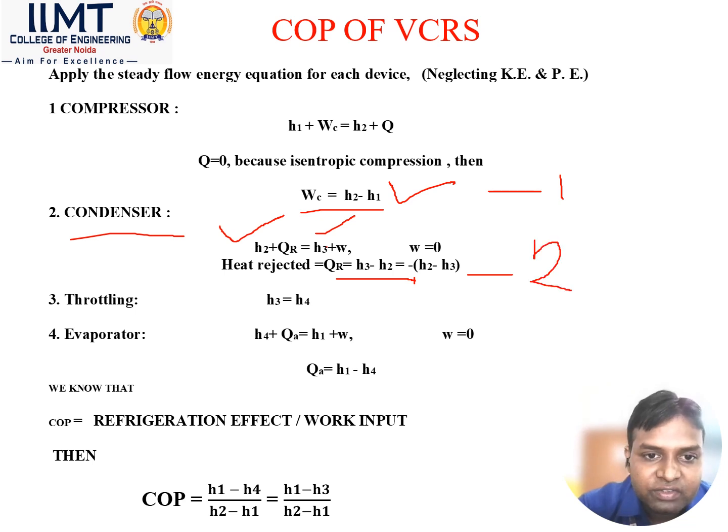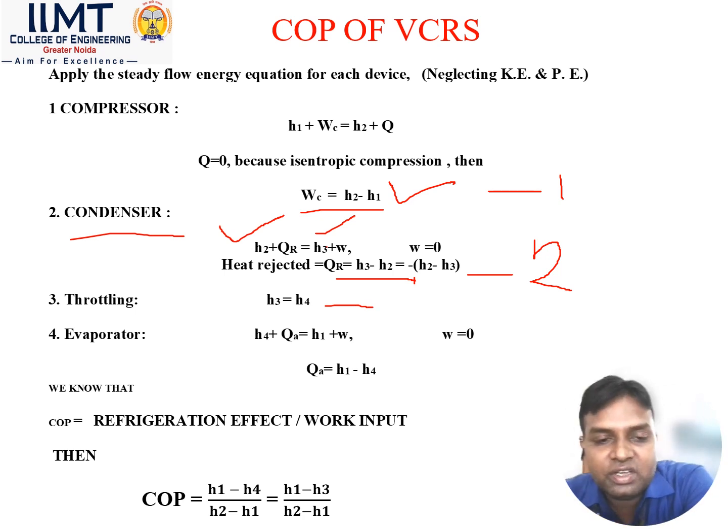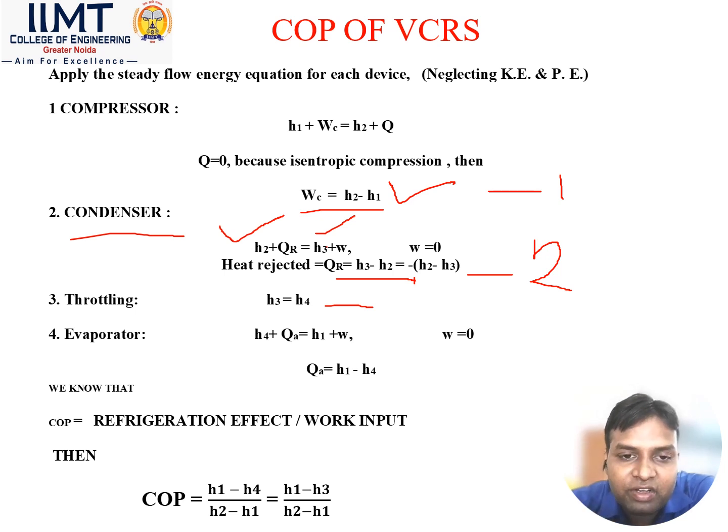And now the throttling process. What is the throttling process? In the throttling process, generally the enthalpy remains constant. So between 3 and 4 the enthalpy remains constant, and the enthalpy at point 3 equals the enthalpy at point 4, which is H3 equal to H4. So this is equation 3.